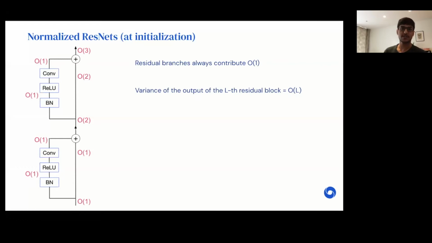Now let's look at how a normalized ResNet fixes this issue. Here we consider the same ResNet as before, but we now put the batch normalization layers back in. Let's look at how the signal propagates through this network. If the input signal has a variance of order one, as before, the output of this residual block would have variance of order two. For the next block, the batch normalization layer normalizes the output of the residual path to have variance one. So the output of this residual block would have variance of order three, and we see that the variance at the Lth residual block would be order L.